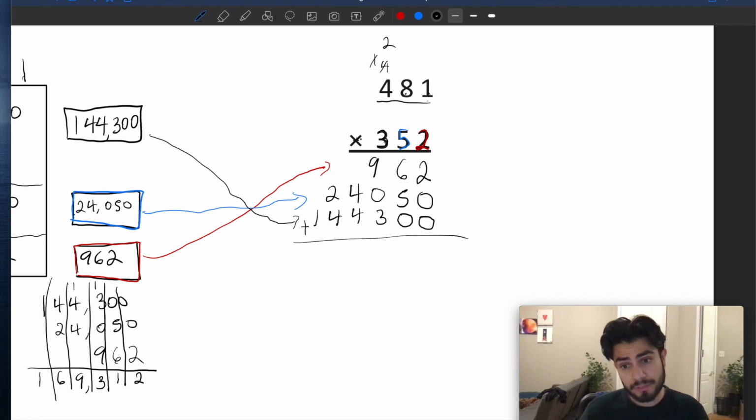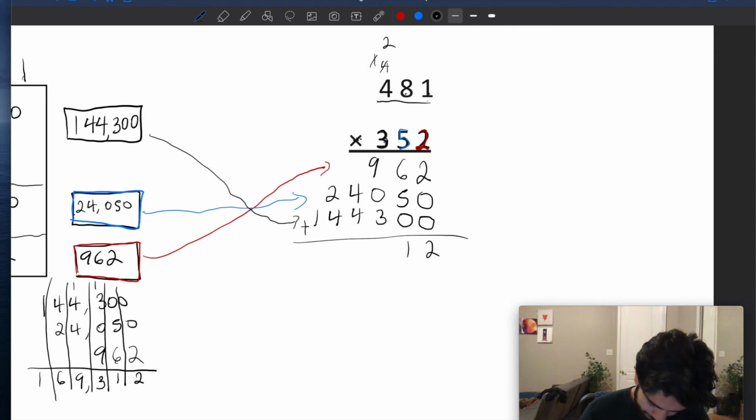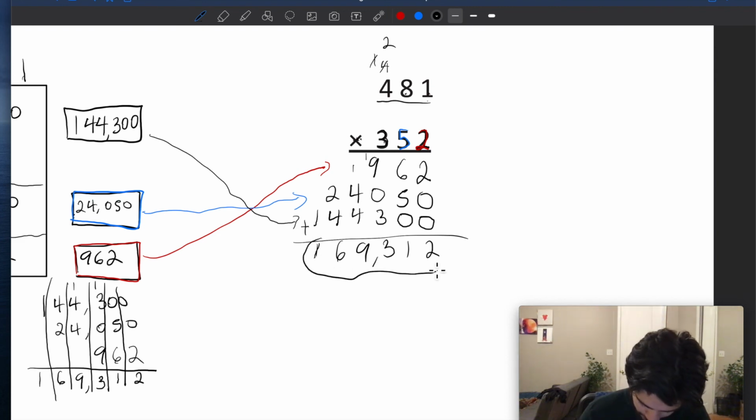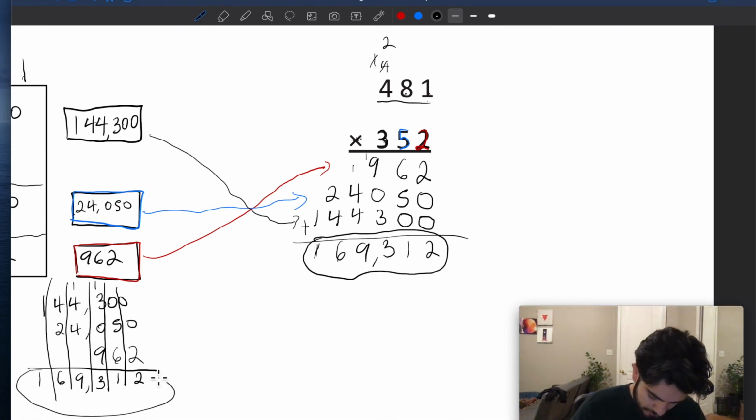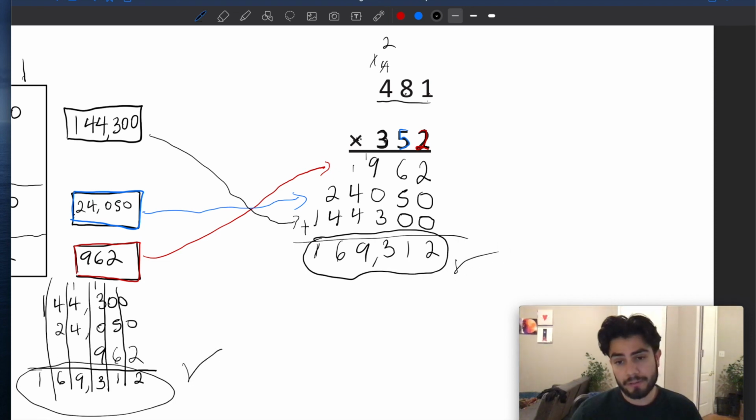Take a moment to just breathe. It's a process. All right? We got a 2. We got a 1. Carry our 1. We got a 3. We carry our 1. Gonna have a 9 there. 6 here. And a 1 there. For your grand total of 169,312. Which is the exact same thing that we got right there.